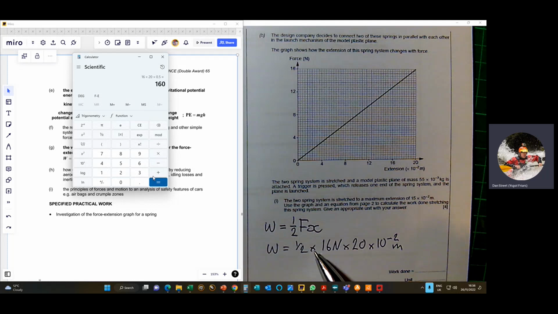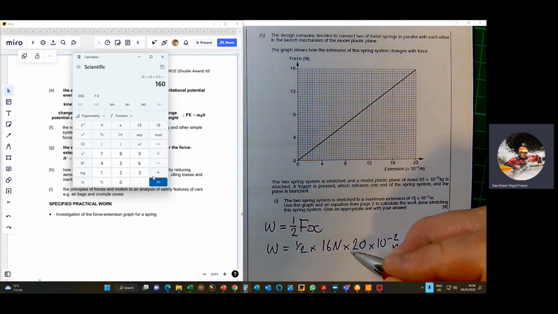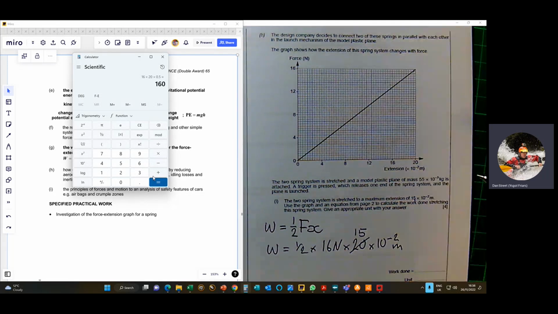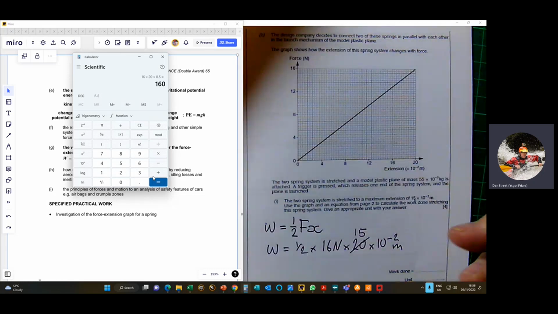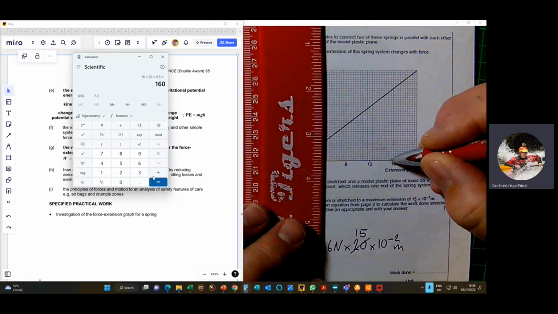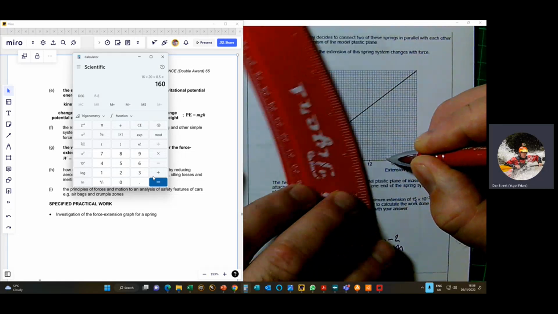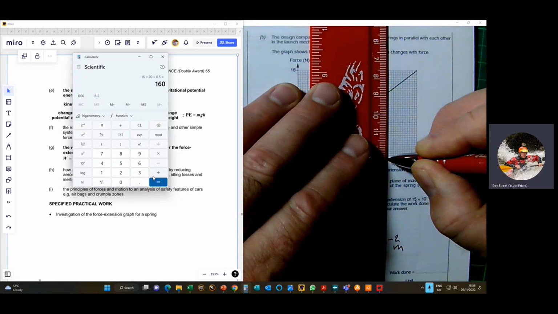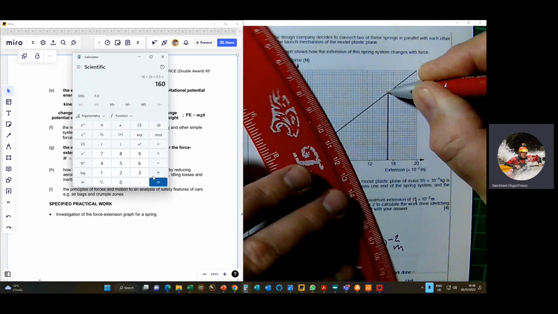Right. Nope. I've just realised I've made an error there, because the question specifically asks us to find the work done at 15 times 10 to the minus 2 meters, not 20. Okay, so if I replace that with a 15, and then I also have to replace the force required to create that. So 15 is here. So let's just quickly do that. It'll teach me to rush.